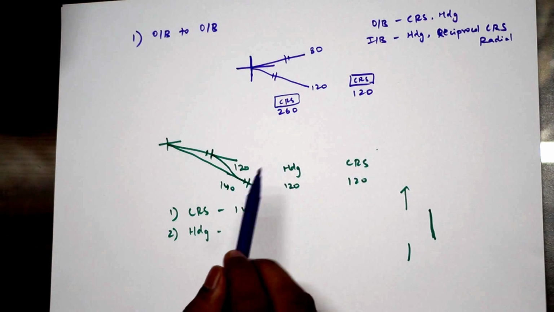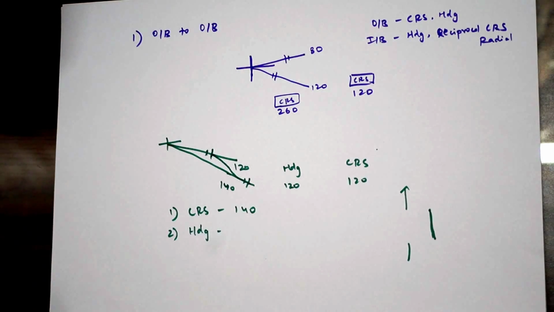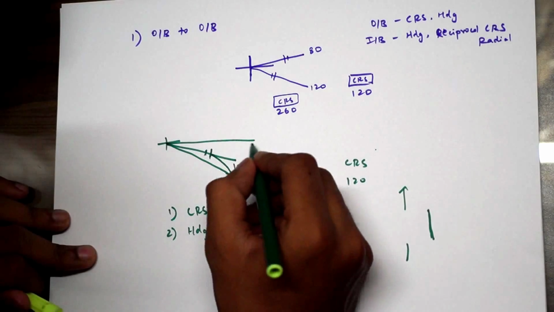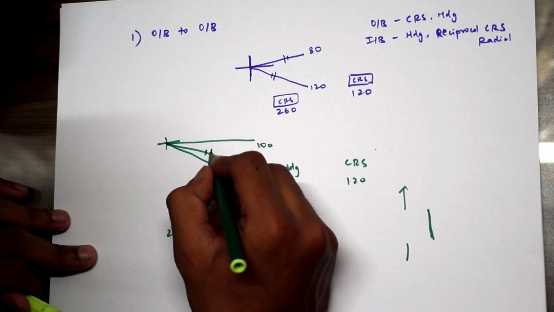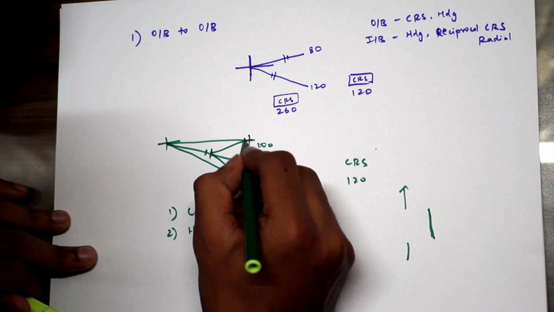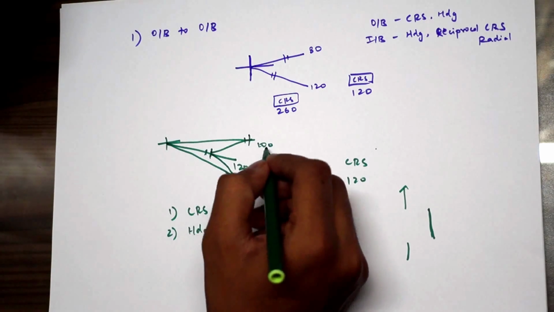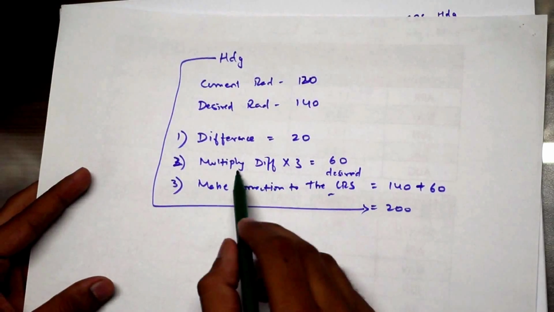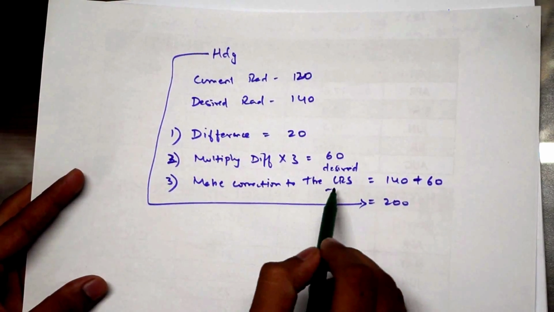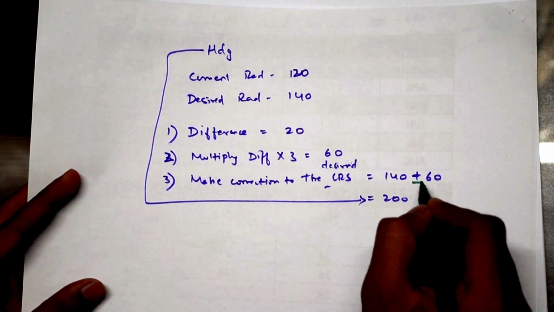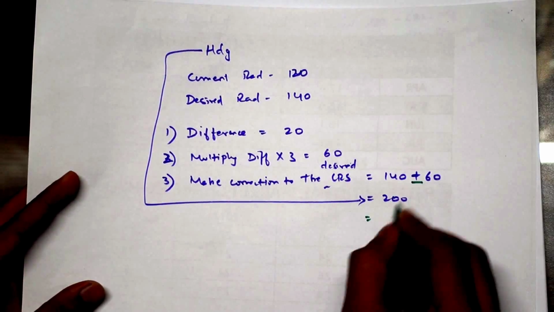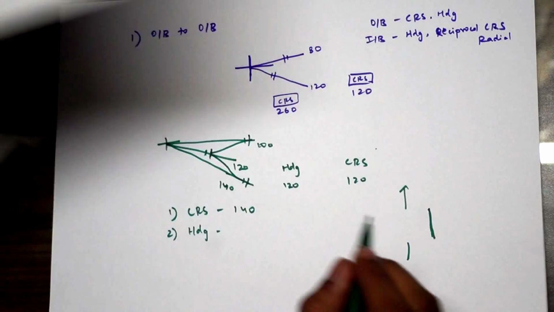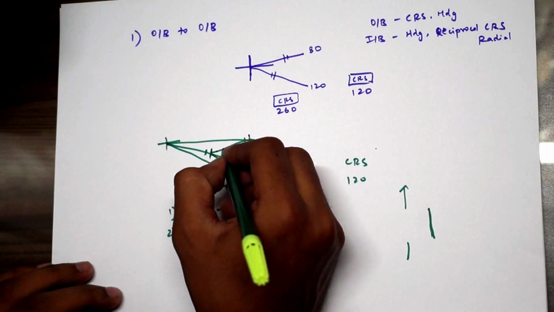Fine. So in case you have to intercept another radial that is towards your left, say 100, the aircraft has to go like this, correct? So in this case the difference is again 20, multiplied by 3 is again 60. The correction to the desired course is 140 minus 60, right? That is 080. So in this case you have to fly heading 080.